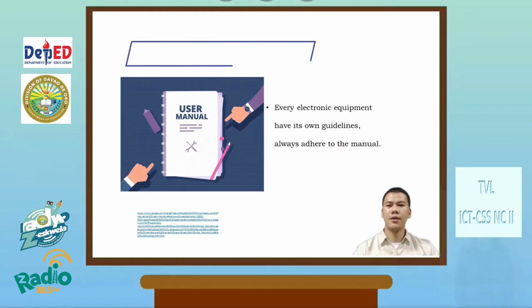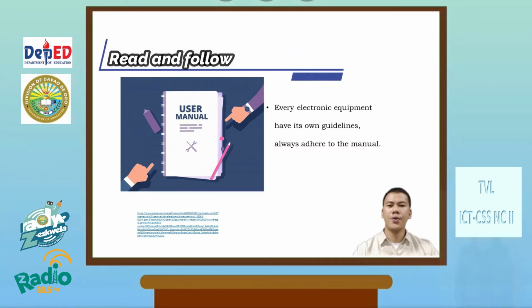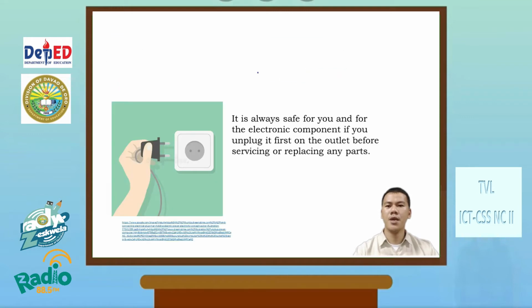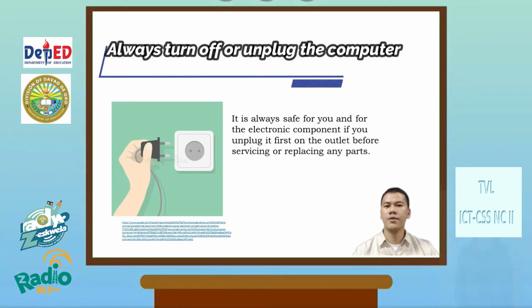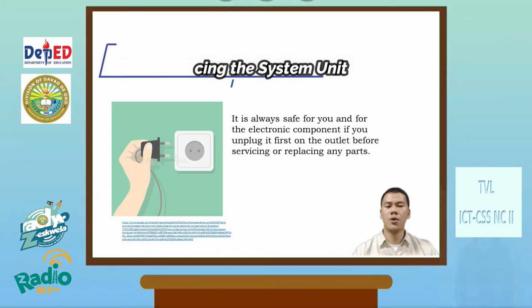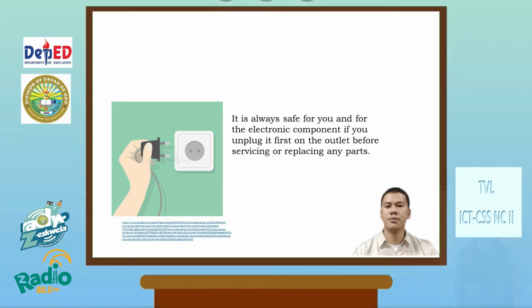Now, let's dig deep. A, read and follow manufacturer manual. Every electronic equipment or component has its own guidelines. Always adhere to the manual. B, always turn off or unplug the computer before servicing the system unit. It is always safe for you and for the computer or the electronic component if you unplug it first before servicing or replacing any parts.